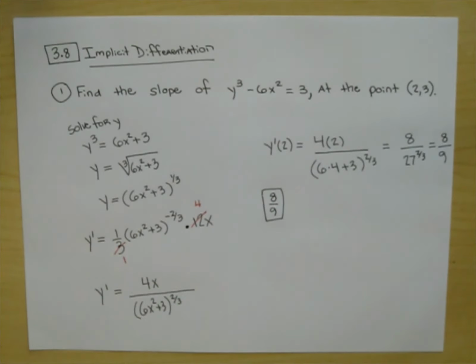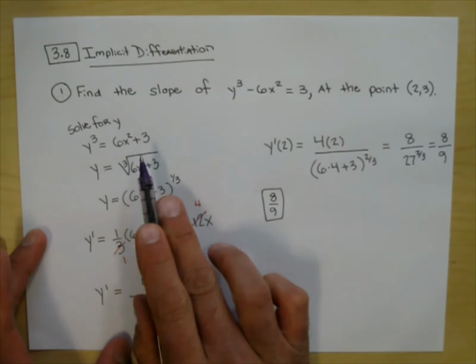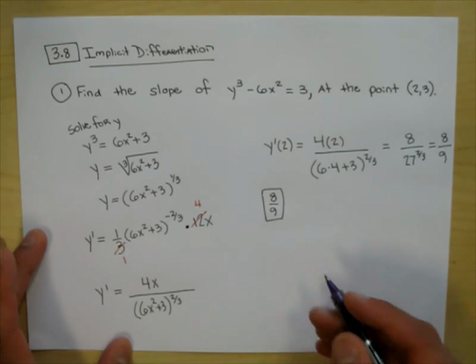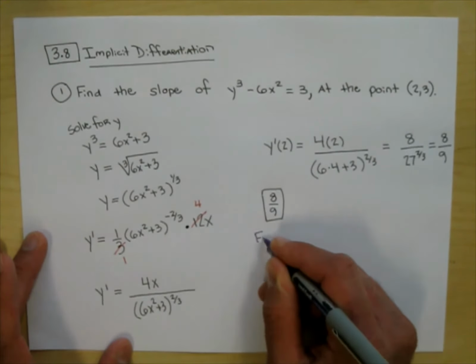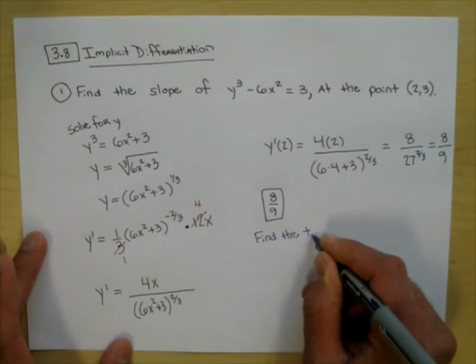So we have not done implicit differentiation, we just did a regular problem. Before I go ahead and show you another way of looking at this, I'm going to find the tangent line, and I'll do that in purple. So find the tangent line.